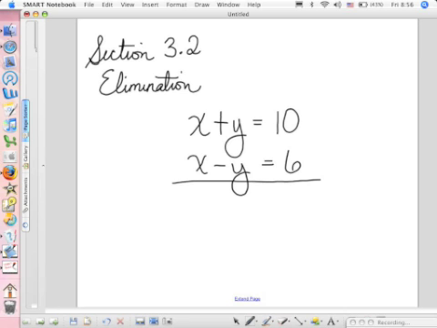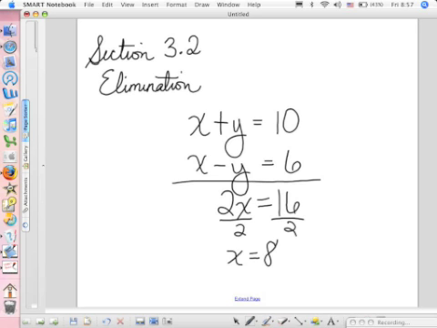Here, I've got 1x and 1x, which gives me 2x. My equal sign stays in the same position, and I have 10 and 6, which is 16. And so by the y's being eliminated, I've created a new equation with one variable. And it's very simple to solve from here because all I have to do is divide both sides by 2. So when I divide both sides by 2, I get that x is equal to 8.